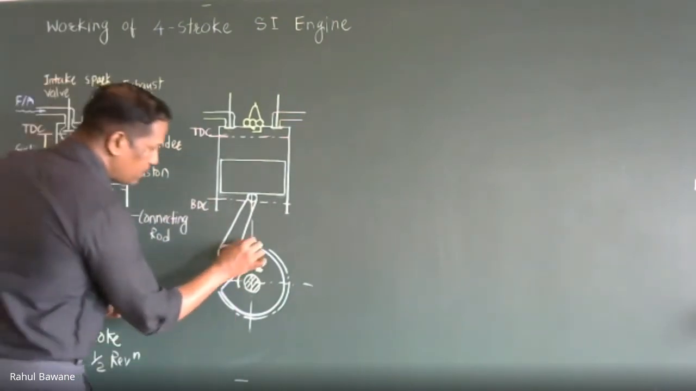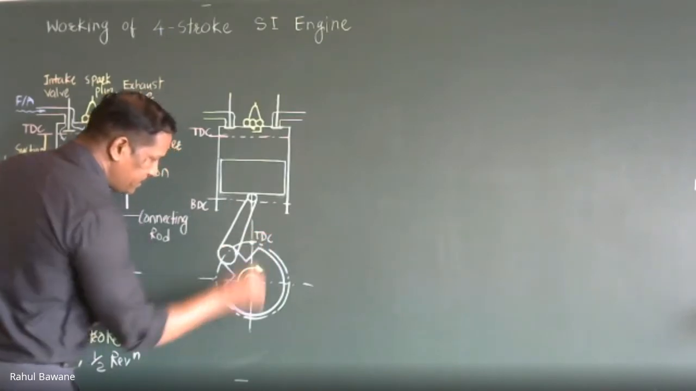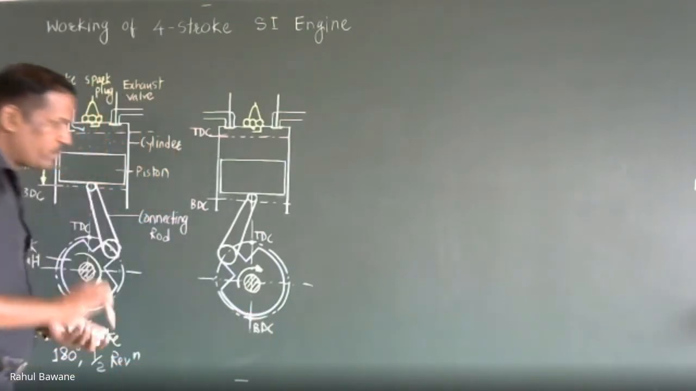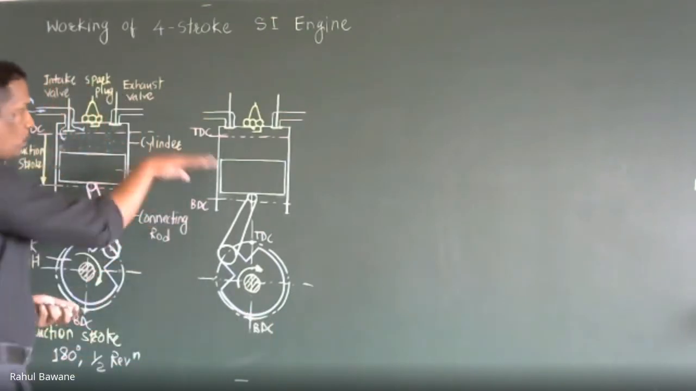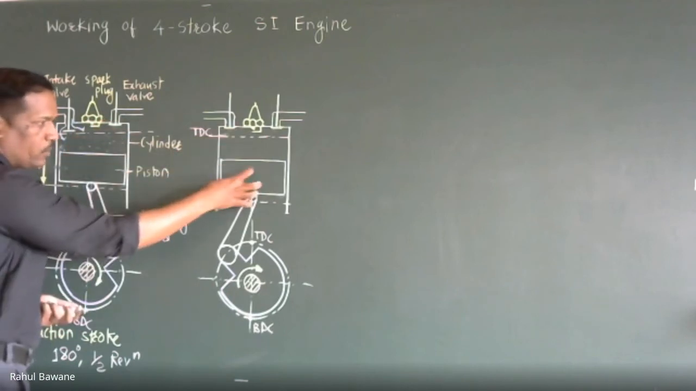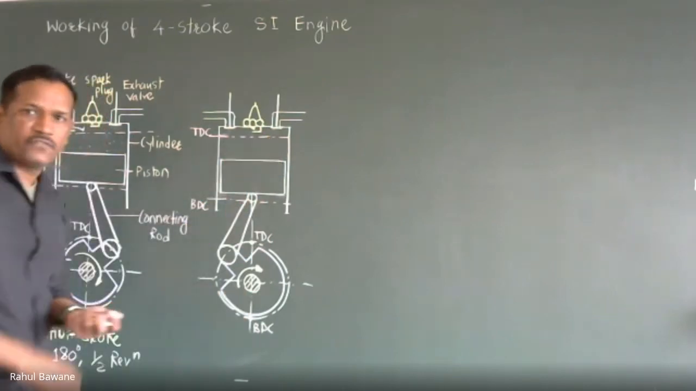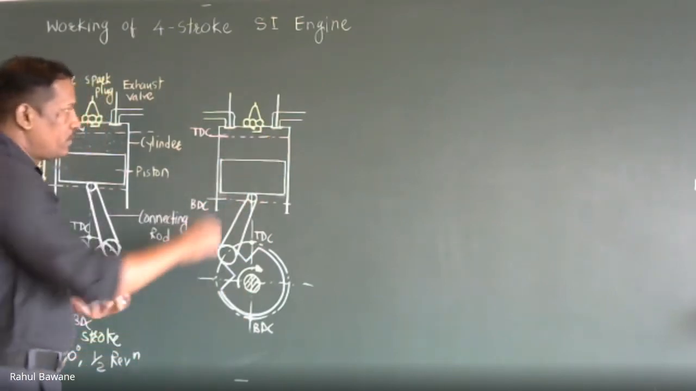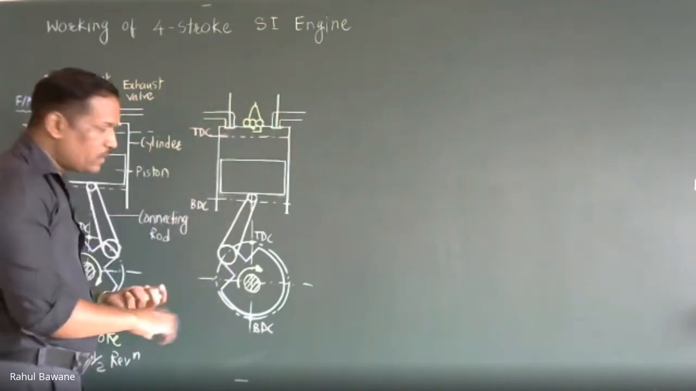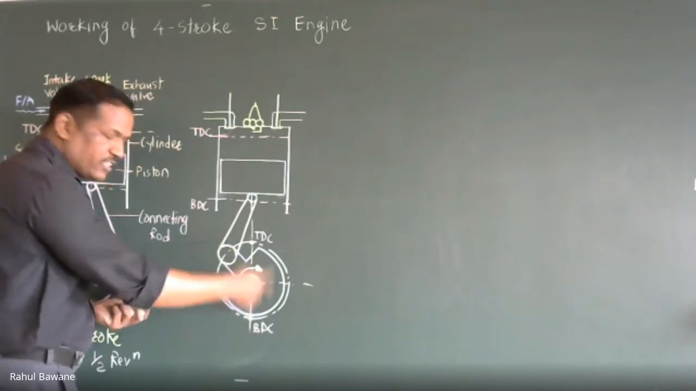If I am trying to show this TDC, so on the crankshaft TDC will be here and BDC will be here. Now imagine at the end of the suction stroke, the piston is at TDC. Your whole cylinder volume is filled with air fuel mixture. At that time your intake valve gets closed, the exhaust valve is already closed. Now the piston will not hold here. It will start continuously rotating.